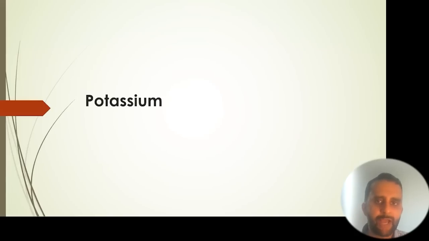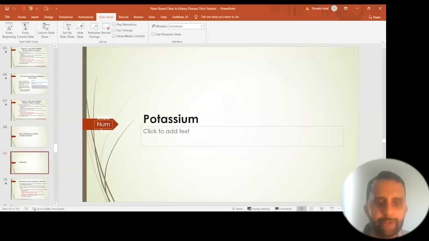Big risk is potassium. And I didn't know how much time we'll have because I normally don't do 2-hour talks. I usually do my talk within an hour. But since we have a lot of time left, I actually want to switch PowerPoints and do a deeper dive into this. And I have a whole separate PowerPoint on potassium. So I'm going to exit this PowerPoint and switch to my other PowerPoint, which is plant-based diets in kidney disease as it relates to potassium.